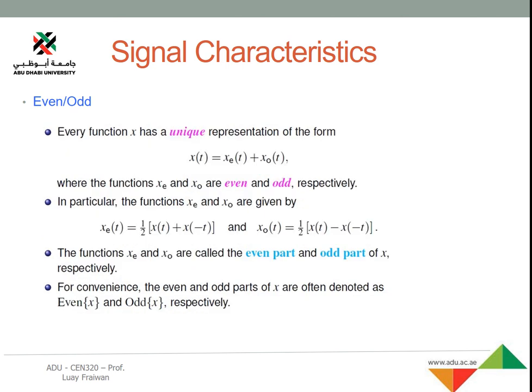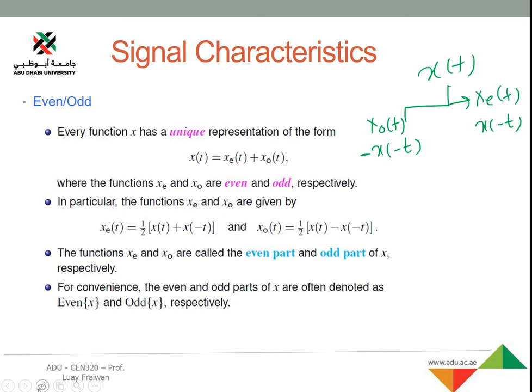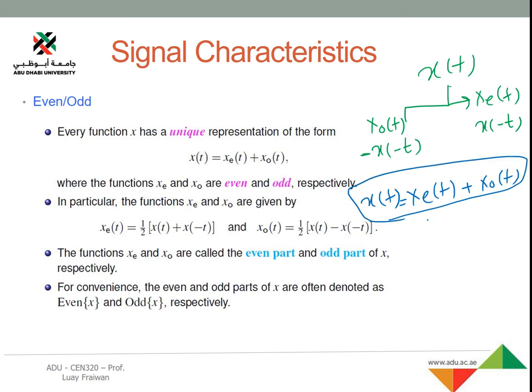The next important thing is that if you have one original signal, you can get its even part, which is just the time reversal. You can also get its odd part. The odd part is time reversal and then amplitude reversal. If you combine the even part and the odd part, you will get your original signal. So this is the basic definition. For every signal, if you have its even part and its odd part, you can get the original signal.